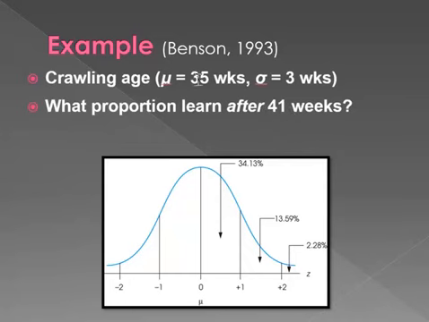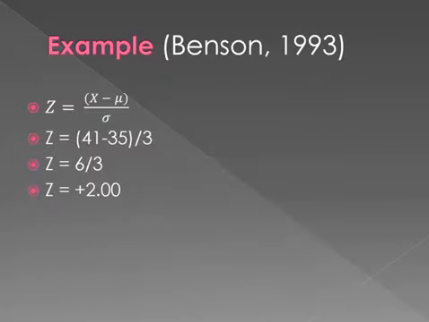So we're going to go 41 minus 35, whatever that deviation is, and divide that by 3. If you were doing this problem in the homework, you'd want to show your formula. And here's the math: 41 minus 35 is 6. If we divide that by the standard deviation of 3, we get a z-score of plus 2.00. And that's the easy part.